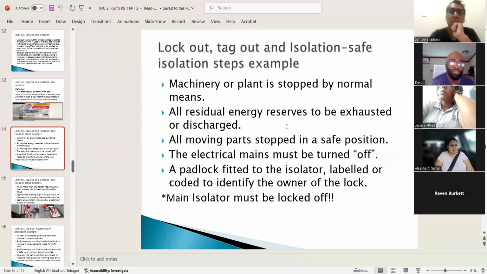Lockout, tagout, and isolation, safe isolation steps. Example: machinery or plant is stopped by normal means. All residual energy reserves to be exhausted or discharged. All moving parts stopped in a safe position. The electrical mains must be turned off. A padlock fitted to the isolator, labeled or coded to identify the owner of the lock. Main isolators must be locked off.